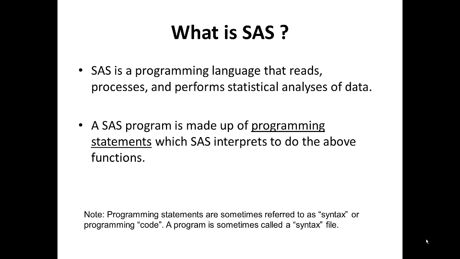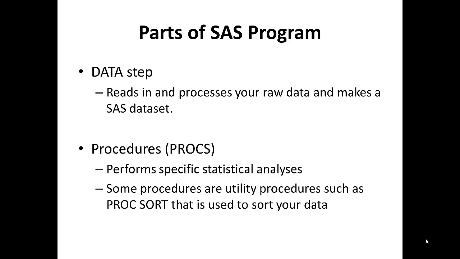SAS is a programming language that reads, processes, and performs statistical analysis of data. A SAS program is made up of programming statements, executed in order, which SAS interprets to do the above functions. There are 2 parts to a SAS program. The first part, called the data step, contains statements that read in and process your raw data and makes what is called a SAS data set.